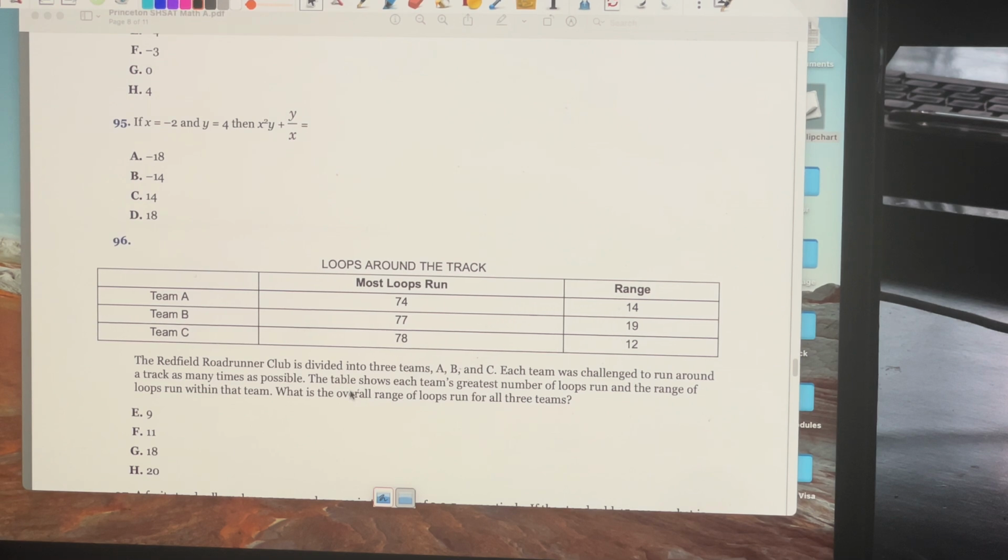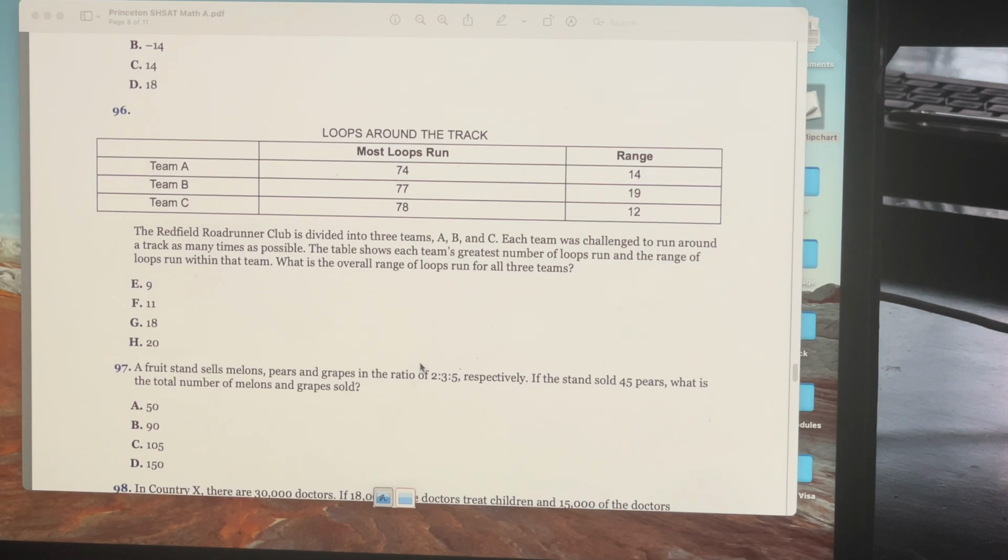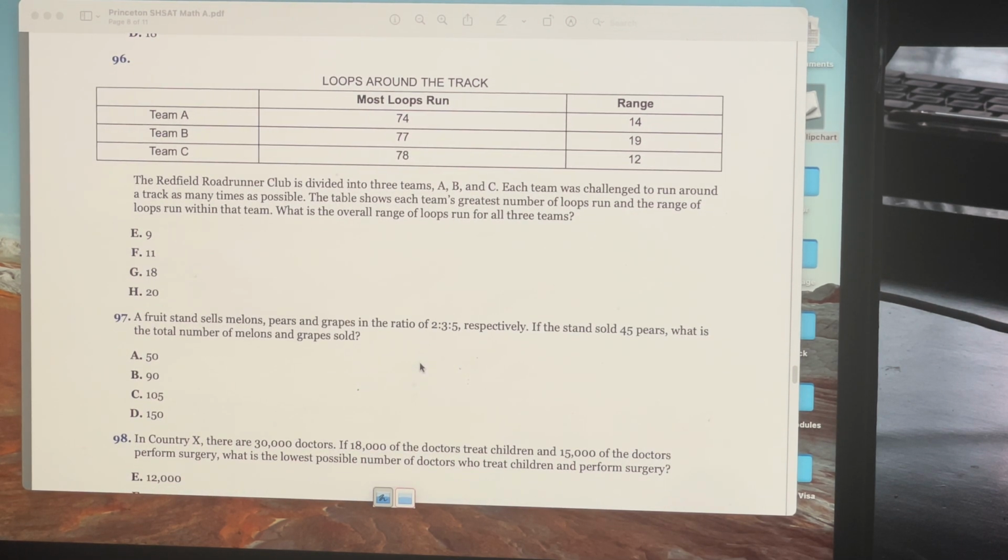What's the next one? 96. The run club is divided into 3 teams, A, B, and C. Each team must challenge to run around the track as many times as possible. The table below shows each team's greatest number of loops run and the range of loops run with that team. What is the overall range of loops run for all 3 teams? I think I understand this question.